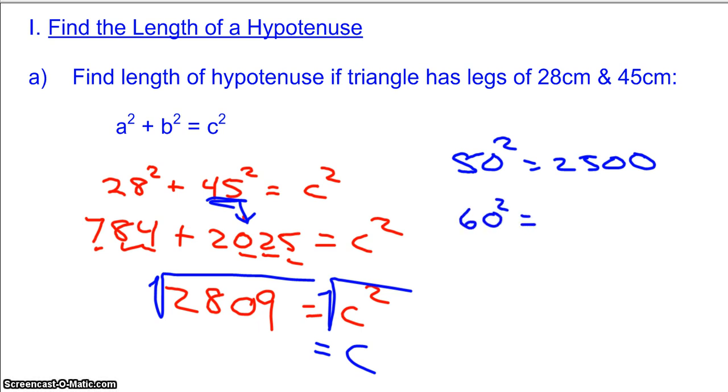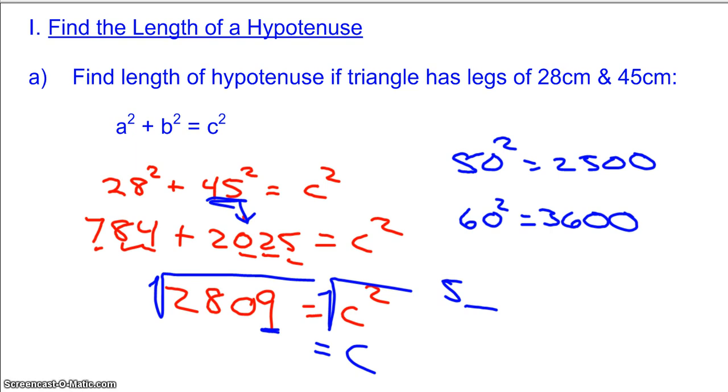60 squared would be what? 3,600, 36 with 2 zeros. Good. So this is less than 60 squared. It's somewhere between 50 and 60. What is it closer to? It's closer to 50, right? And the number ends in a 9. Do you see that? So I might try 50-something that would end in a 9.